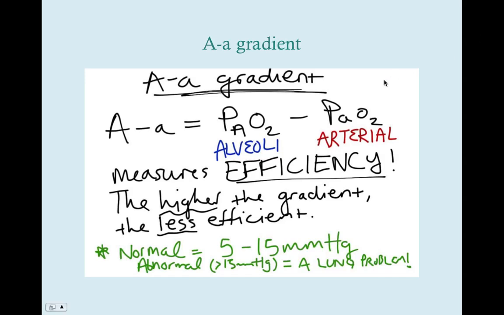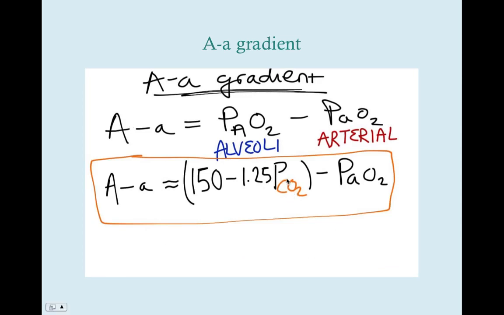Now, it's very easy to measure the partial pressure of oxygen in the arteries, but how do we do that in the alveoli? And really, we pretty much can't. There are really difficult, elaborate techniques that you can use, but we need to know how to do it based on lab values. So here's how it's done. You take the partial pressure of CO2, and it's 150 minus 1.25 times the partial pressure of CO2. So you take 1.25 times the partial pressure of CO2, and you subtract that value from 150. So take a look at what this means.